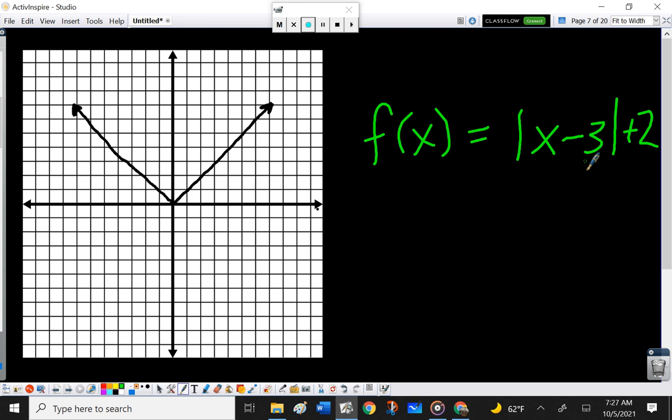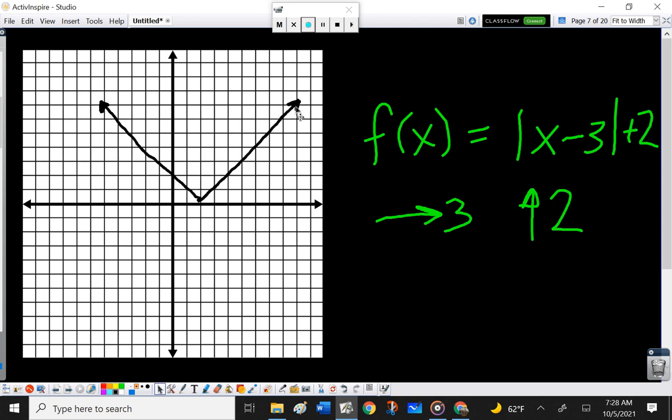When I put f of x equals the absolute value of x minus 3 plus 2, there are going to be two things happening. The first thing, I'm going to move to the right 3 units because I've got to think opposite, and then I'm going to go up 2 units. So, let's practice. Ready? I'm going to go to the right 3 units, 1, 2, 3, and I'm going to go up 2 units, 1, 2. So this is what the graph would look like if it had not only a horizontal shift, but a vertical shift.